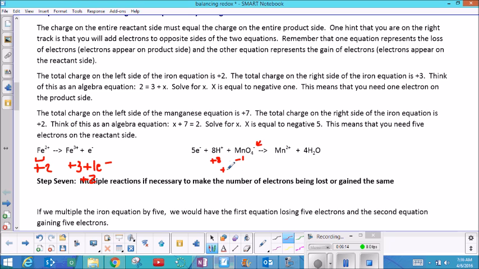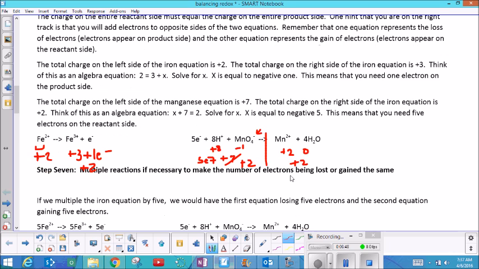So this side used to be a +7. On this side, I have a +2, and I have a compound that's neutral, so that's 0. So this whole side is a +2. And so how do I do it? I knock this side down. How? By adding 5 electrons. If I add 5 electrons to this side, that's 5 minuses, that makes this whole side over here now +2. And they're balanced, +2 and +2.